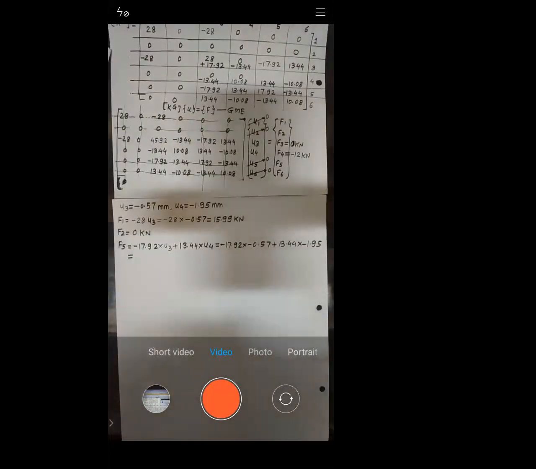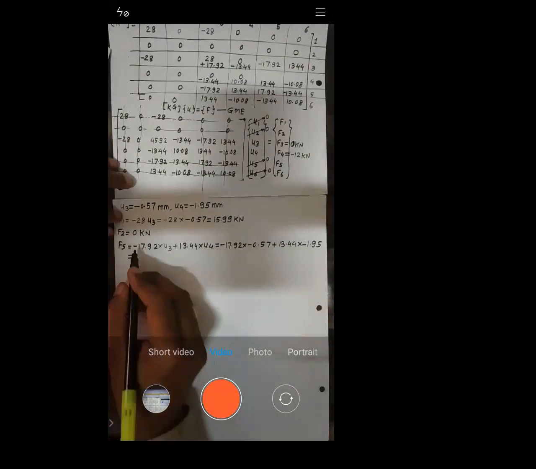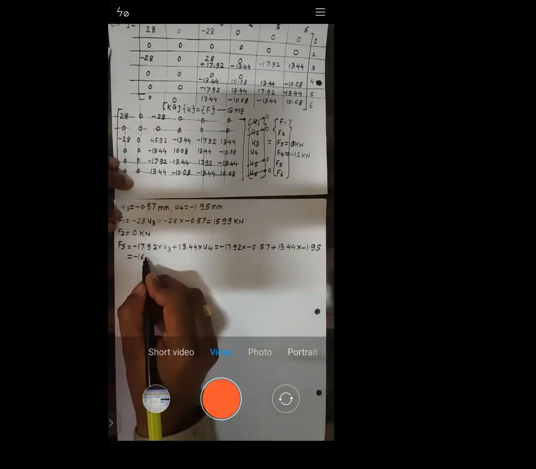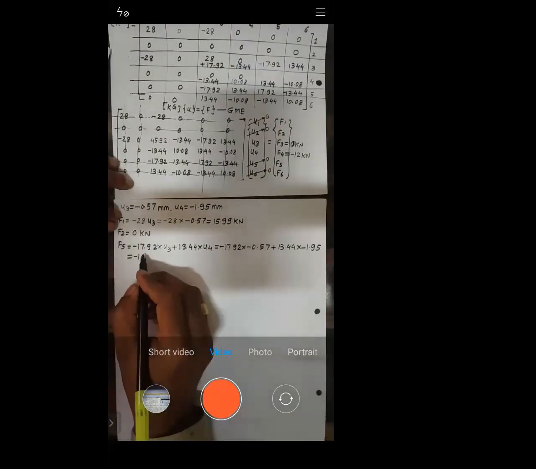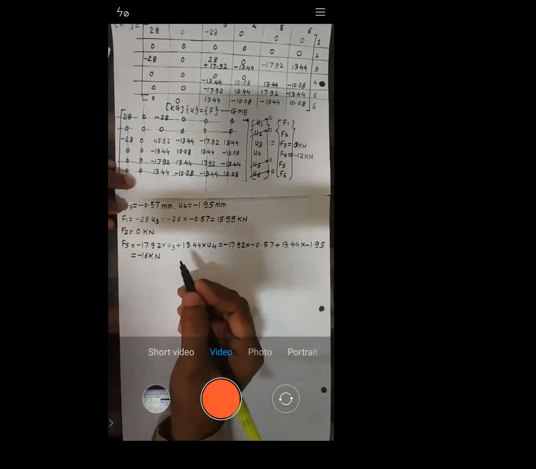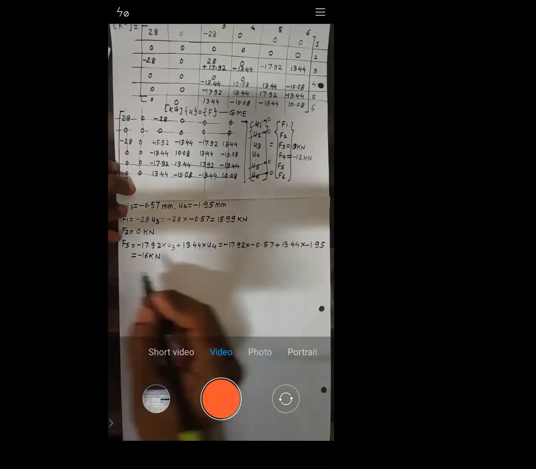Minus 16.005. How much? Minus 16.0025. I'll make it minus 0.16, 0.0025. Okay. Minus 0.16, right? Yes. F5 you got. Now can you calculate F6?